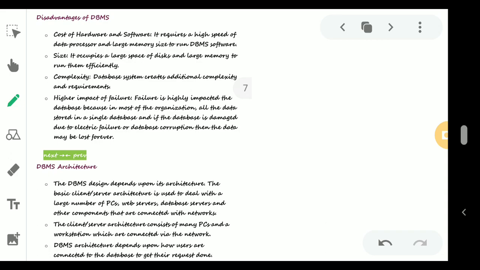Okay, I hope the advantages, disadvantages, and components of a DBMS are clear to you. Thank you, students. I'm ending my lecture here.